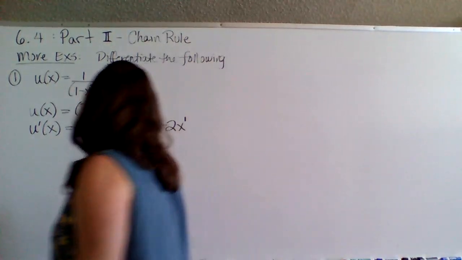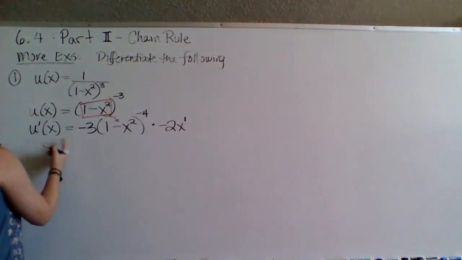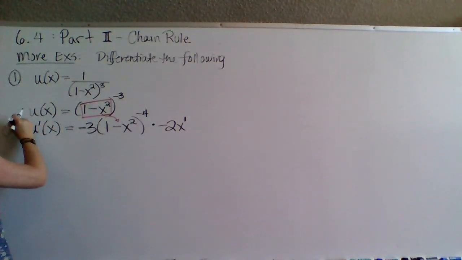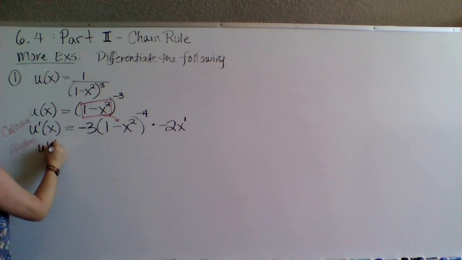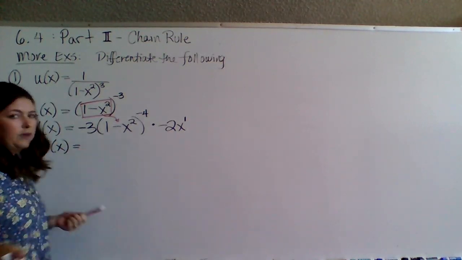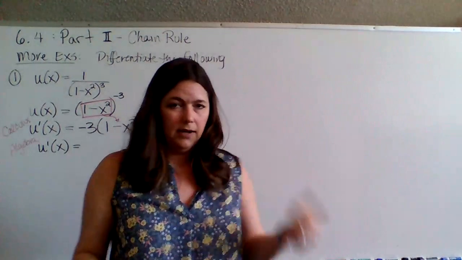But if it's only one term, you don't need any grouping symbols. So there's the calculus step. And now we're ready to do some algebra cleanup. I'm still working with my derivative, but we know we don't want a final answer with negative exponents, so we definitely got to take care of that.